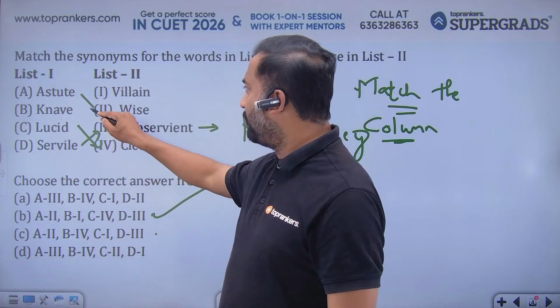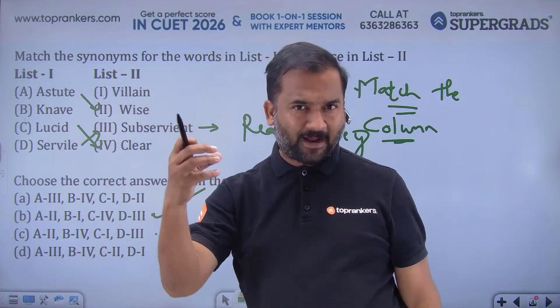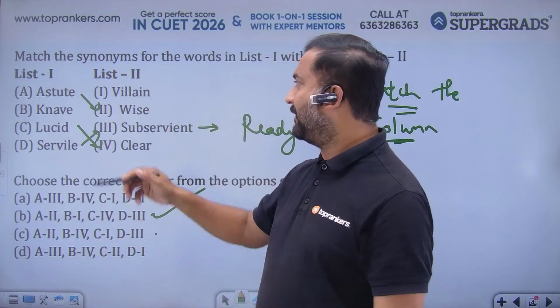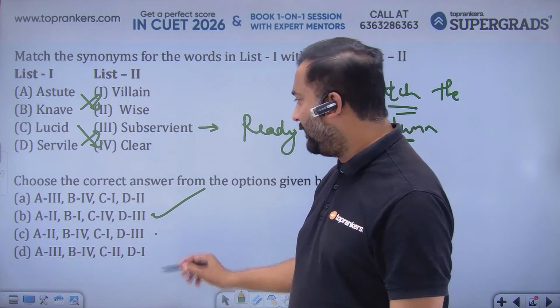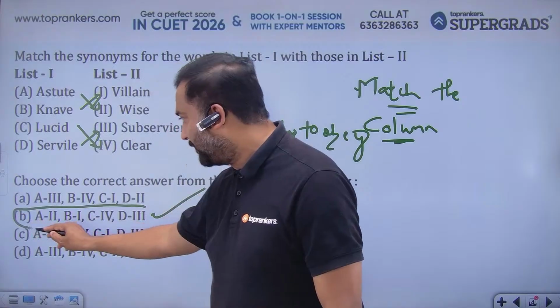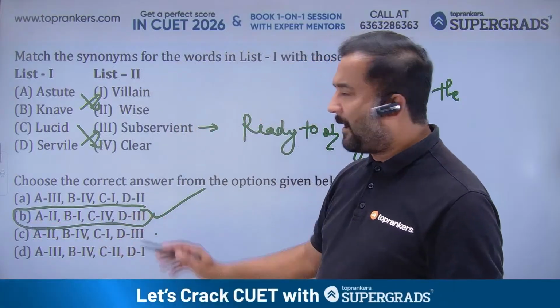Astute is someone who is wise, who's very sharp-minded. And knave is someone who acts as a villain. So A2, B1, C4, D3 must be the correct sequence for this question. And ये आपका correct answer है.